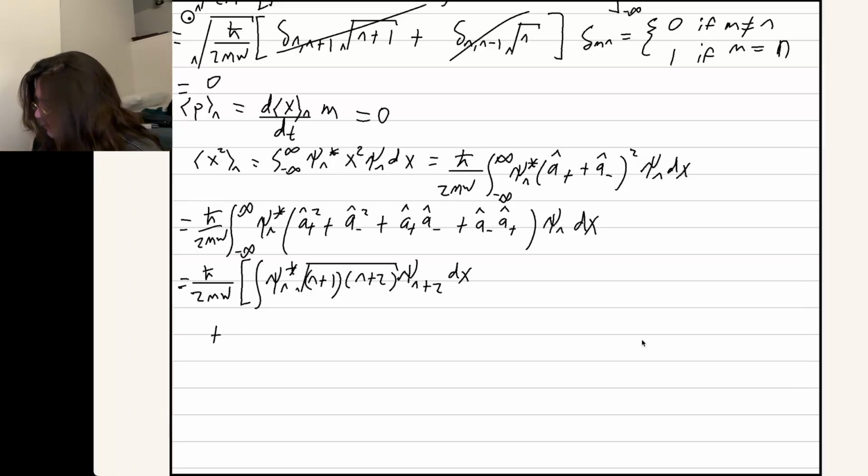We have acting the lowering operator on it twice. So we have a square root of n times n minus 1 on psi n minus 2 now, dx.